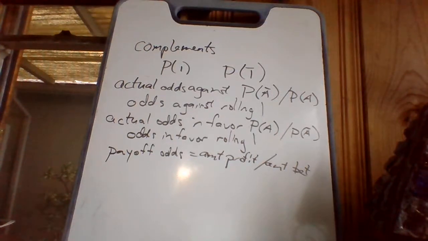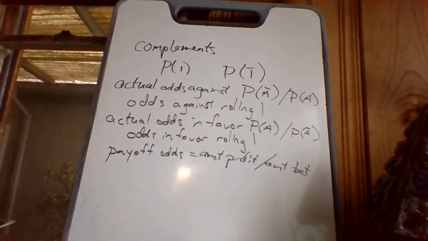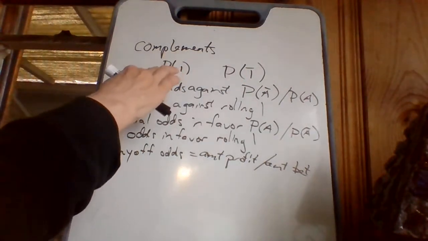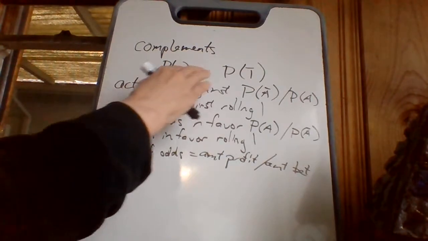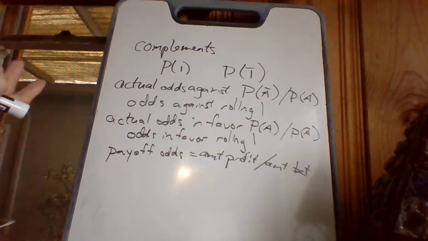Okay, complements. On the notes, there's no way in Word to put a bar above things. So in the notes, I'm not sure there is one there. But probability of rolling a 1, the bar means the opposite of that. So the probability of not rolling a 1.